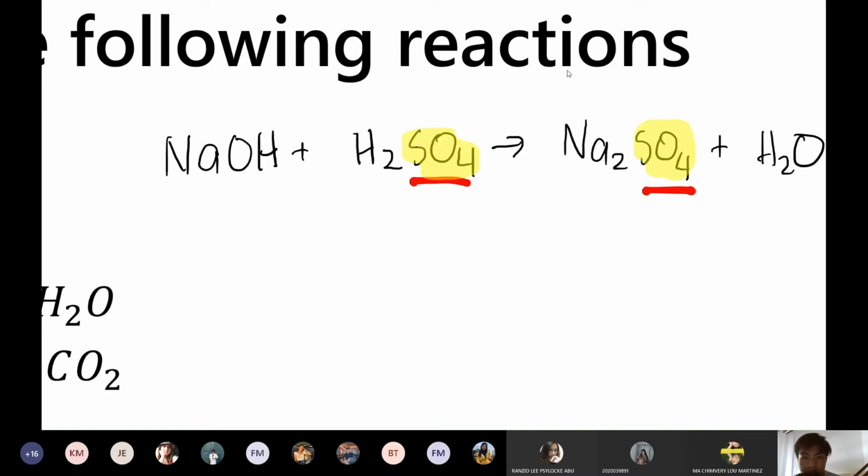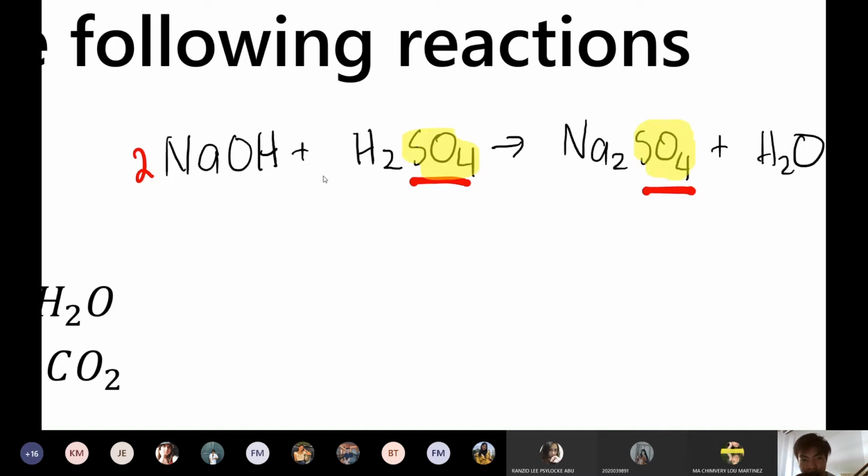So, sodium muna tayo. So, on the reactant side, I have 1 sodium. On the product side, I have 2 sodiums. So, to balance them, I just multiply the sodium hydroxide by 2. Okay, so yan. So, balance na yung sodium. Ano sumunod? Yung hydrogens, hydrogens naman tayo.